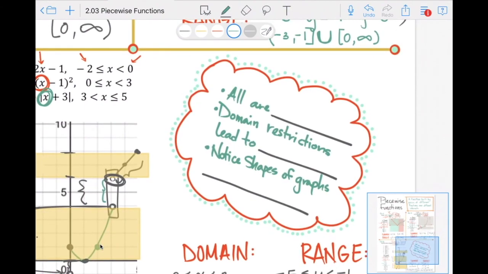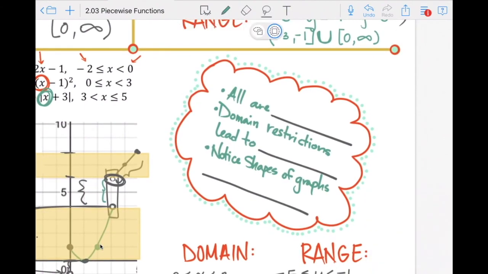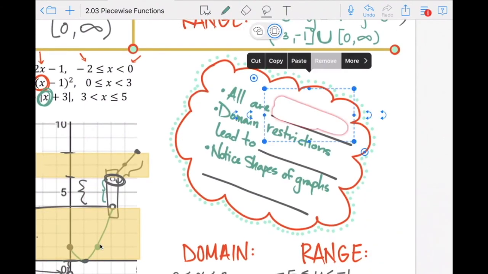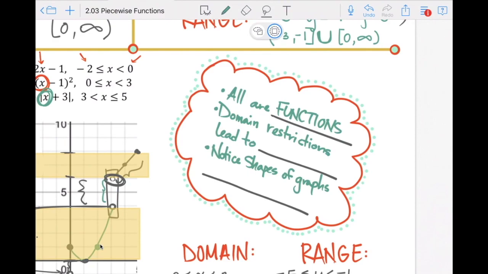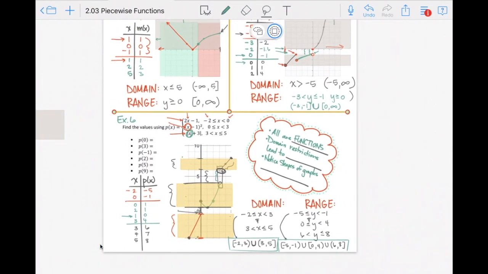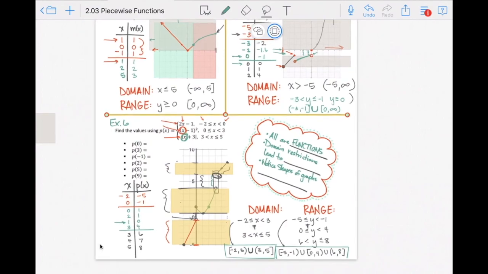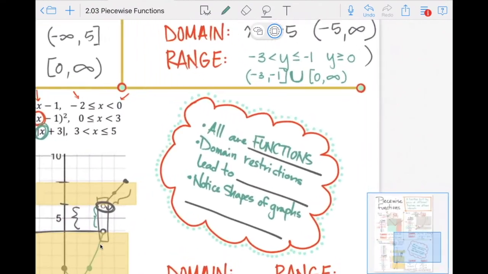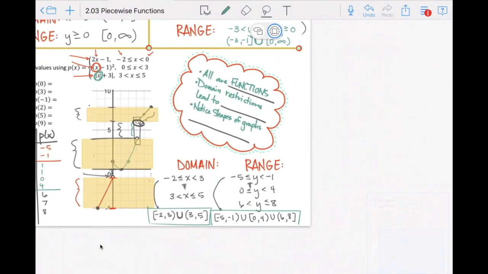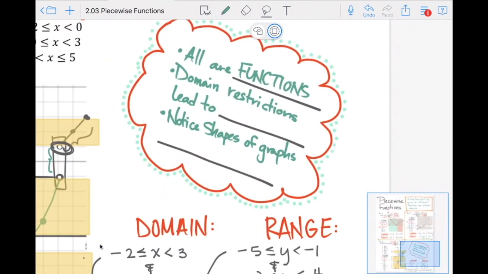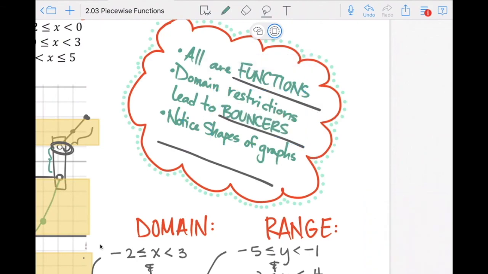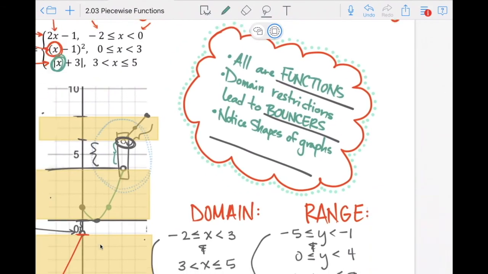With some side notes. Remember, piecewise functions are all functions. You're never going to have an x value with more than one point. So keep that in mind. The domain restrictions lead to bouncers. Bouncers are things like this right here, where you have a space in your graph somewhere. And then the last thing to remember is notice the shapes of the graphs. In other words, remember what their parent functions look like, just so you don't miss the shape of the overall piecewise function.